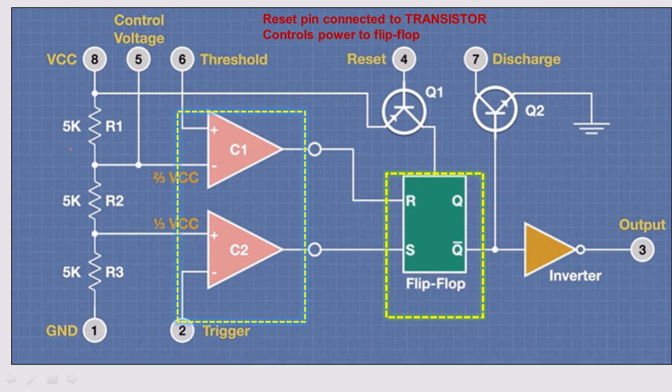The first part is the divider network. These resistors R1, R2, R3 act as a voltage divider. Here there is a comparator, an op amp. This op amp works as a comparator in the 555 timer IC. Here you can see two comparator circuits: the upper comparator, given as C1, and the lower comparator, given as C2.